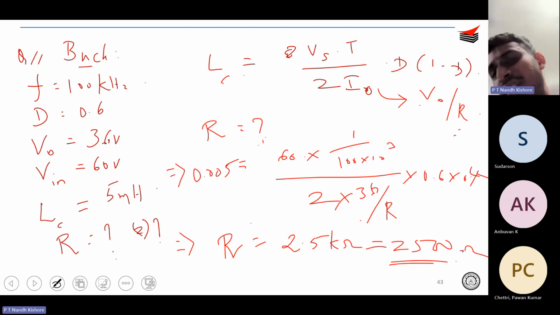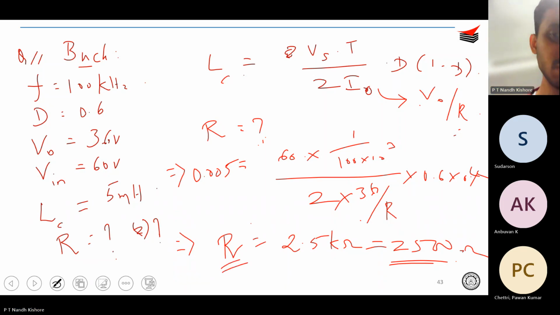If you have any discrepancies, you can please let me know. Okay, it's a simple question. Buck converter, just using the expression for critical inductance, I have just found out what is the load resistance. Okay, so I will move ahead with the next question.